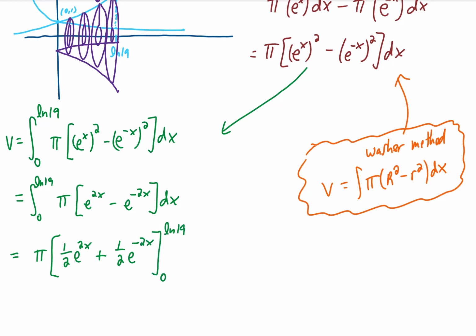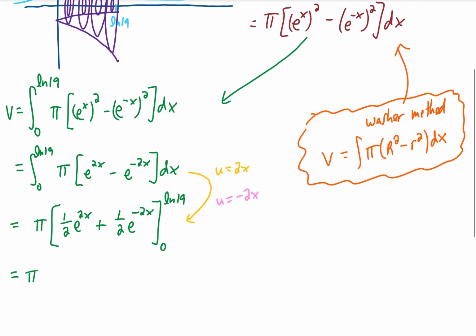If you're wondering what happened here, we did two small u substitutions. One u substitution was u equals 2x. The other u substitution on the second term was u equals negative 2x. For our first term, we brought down a factor of 1/2. For our second term, that brought down a factor of negative 1/2. Now we can plug in our upper and lower limits of integration and find an answer.